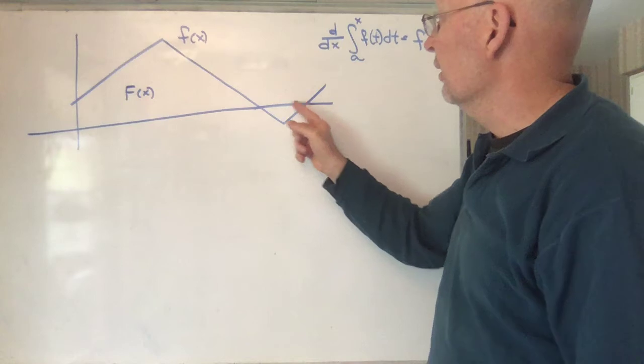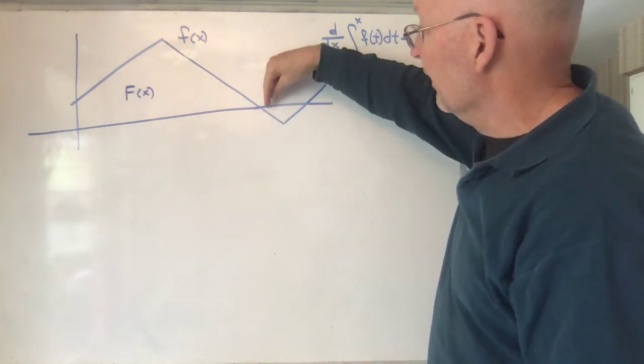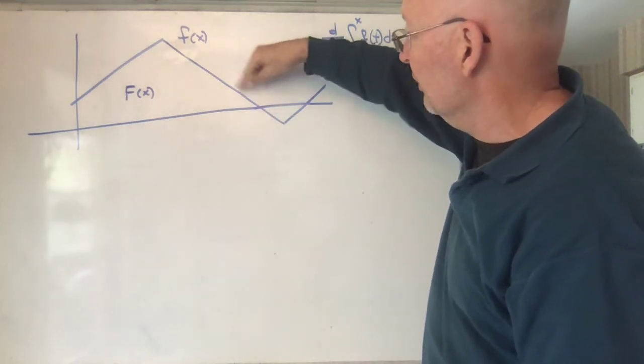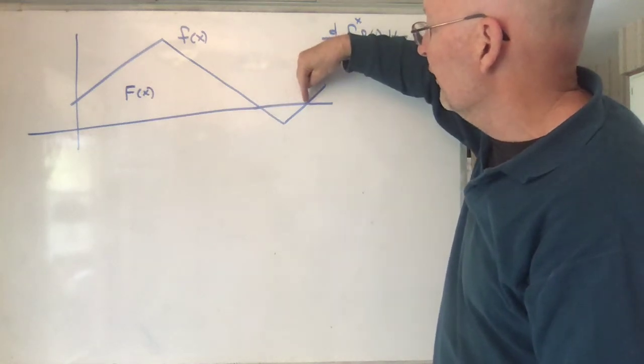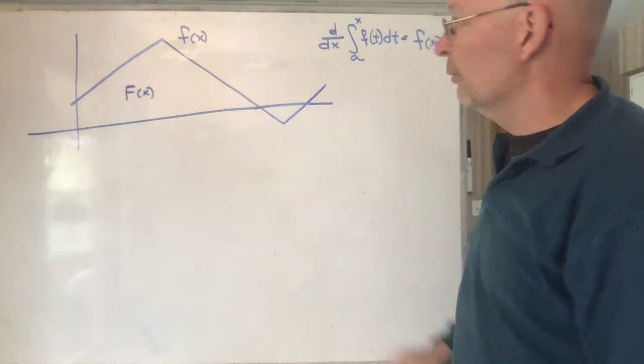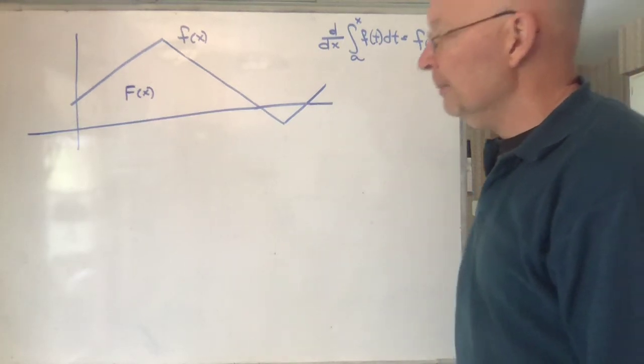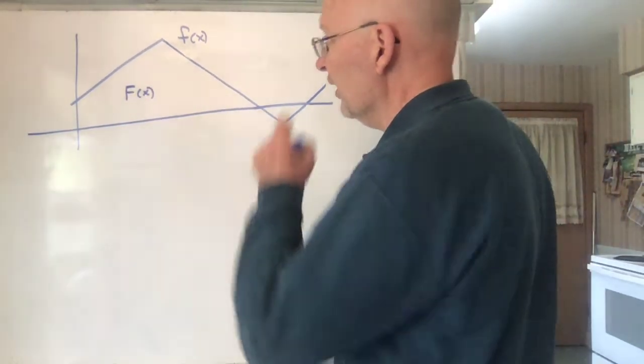From here to here, what's happening? This is going to be a negative contribution, right? Because the value of the function is negative. So the integral from here to here would be a negative value, and then the integral from here to here would be positive again. Okay? So let's just think about it like this.